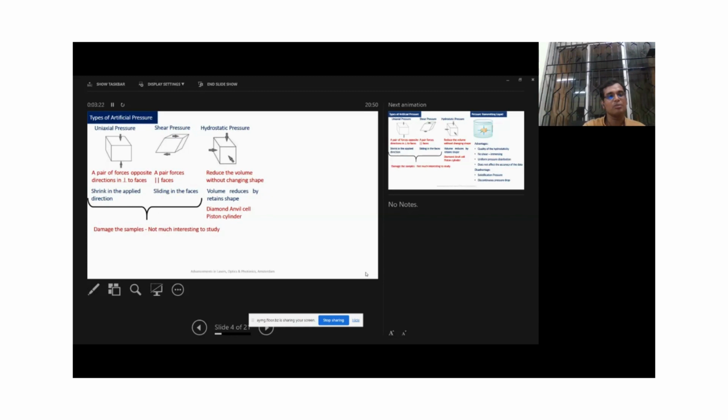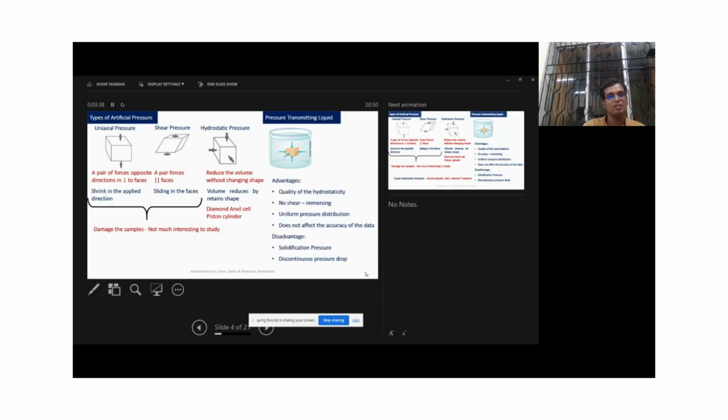In the uniaxial as well as the shear case, damage could happen, so it is not of much interest for studying material properties. Whereas in the hydrostatic case, the volume is reduced, so the properties will definitely change. The shape will be retained, or some phase transition may happen, which we will discuss in later slides.